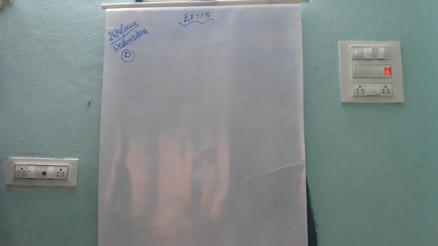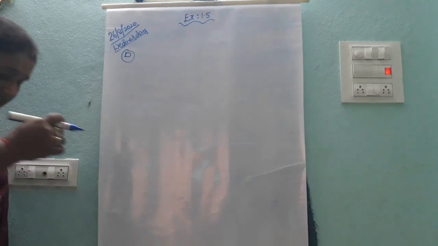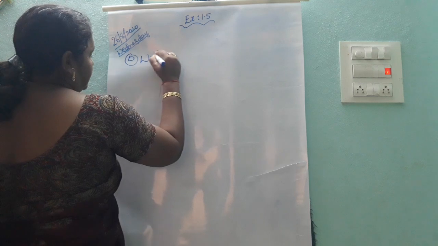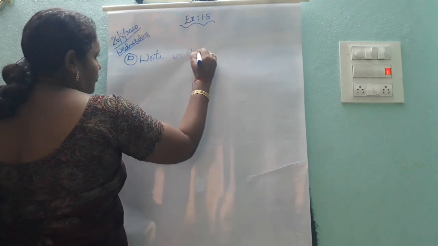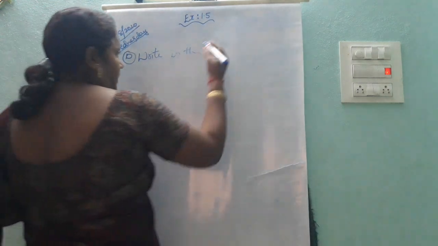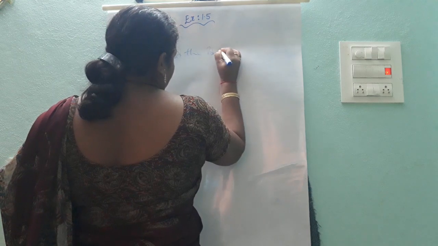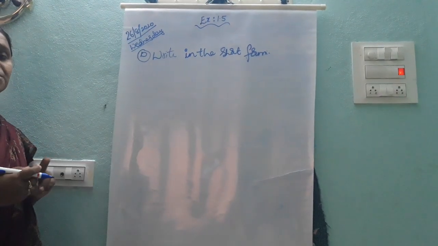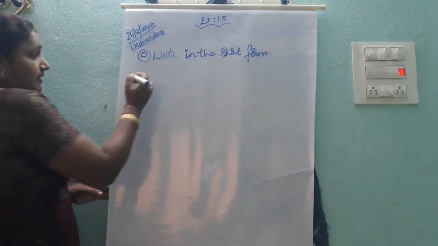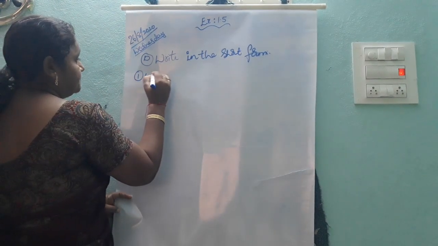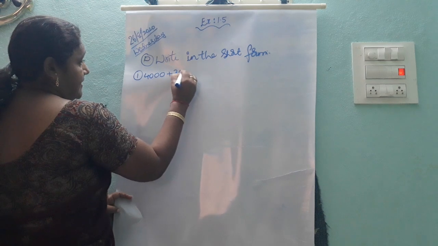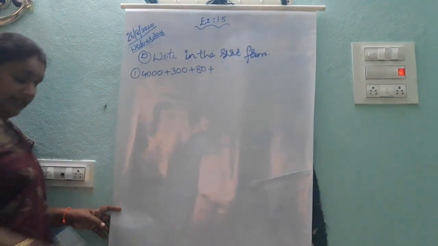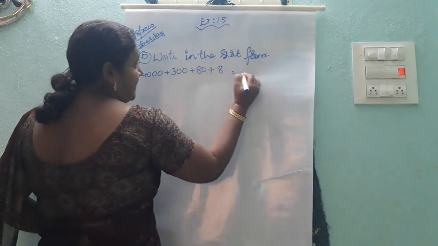Children, next model: write in the short form. Okay, children, write in the short form. See the first one: 4 thousands plus 300 plus 80 plus 8. They ask us to write the short form.